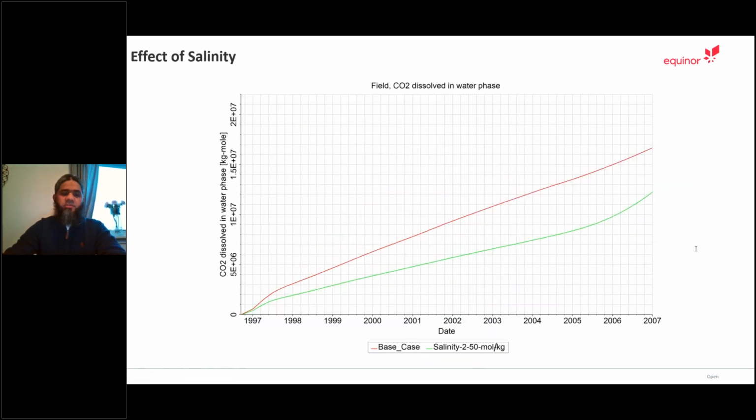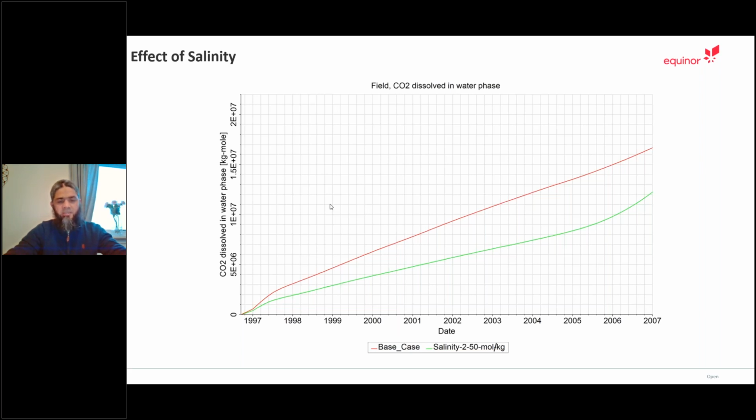Yeah, in this I just made a simple simulation to see the effect of salinity. The base case has no salinity, and in the green one I have 2.5 moles per gram. This is molality, or in mole fractions, let's say it's like a 5% salt solution. And we can clearly see that salinity decreases CO2 dissolution compared to the base case, which has no salinity, and that's what we were expecting.